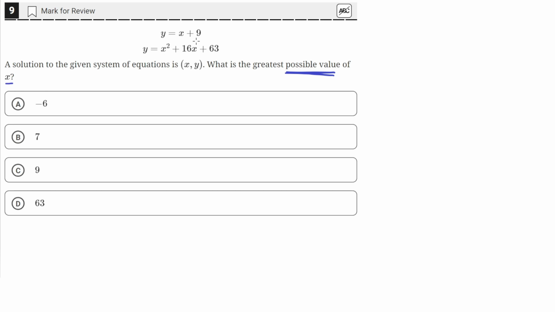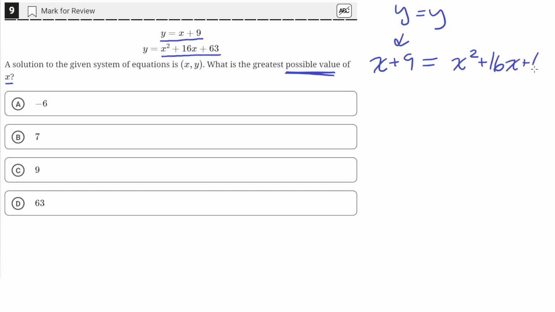So we can solve for x in these two equations by setting the y's equal to each other. So y is equal to x plus 9, but it's also equal to this quadratic. So y equals y, so that means that x plus 9 also equals x squared plus 16x plus 63. So these two quantities are equal, and we need to find for which values of x they are equal.